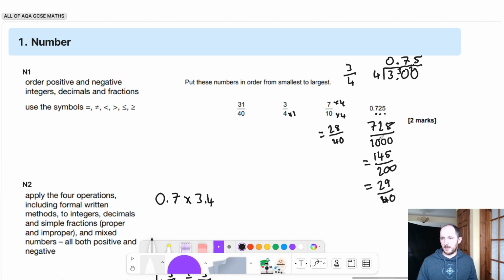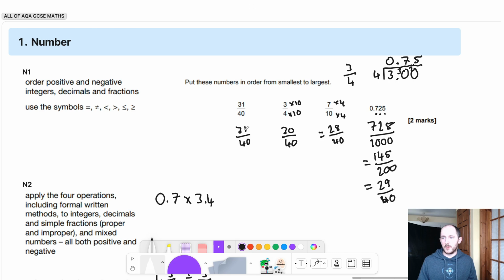Times this one, top and bottom by 10. The reason why I've picked over 40 is because, A, I see that this fraction here becomes over 40, and B, this one here is 40. So the lowest common multiple between all of these denominators is going to be 40. And that will give us 30 over 40. And this last one's obviously 31 over 40.